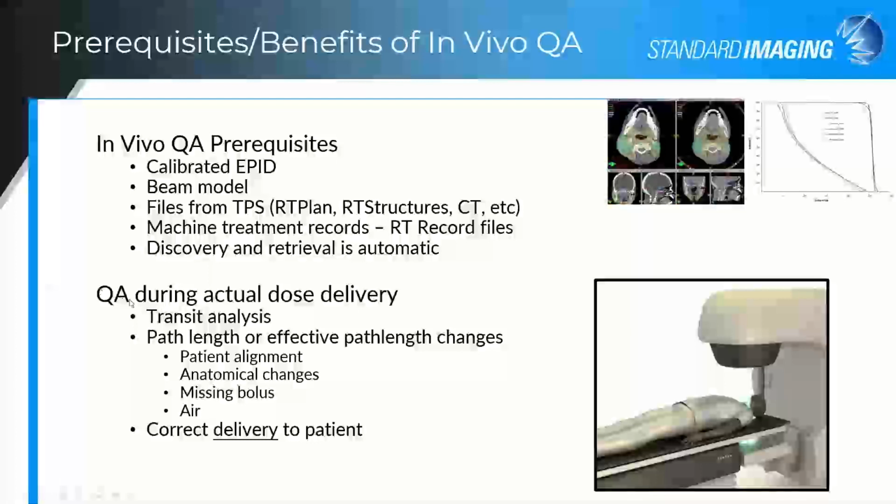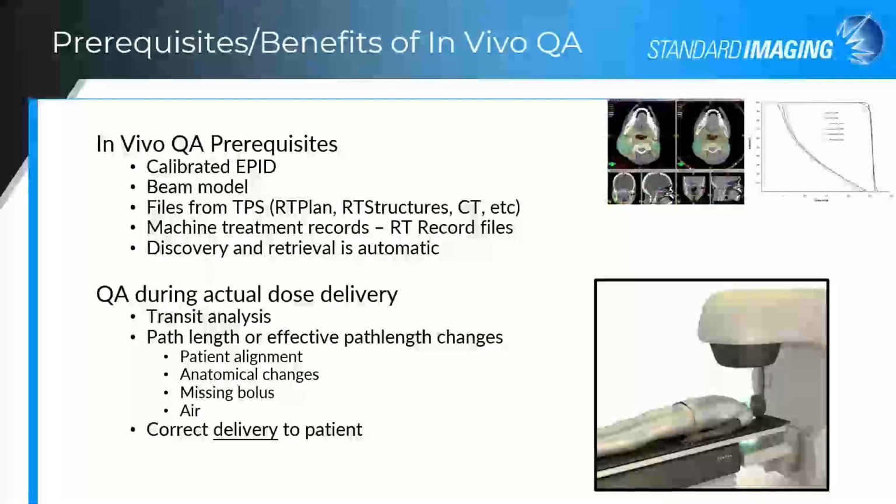So the benefit of this is it's actually a QA during the actual delivery. So this is transit, as I've mentioned before. And what the software is going to do, and we'll talk about this a little more in depth as we go through to understand how this works, is essentially detect any path length, or what I'll say are effective path length changes. And with that, you can detect things like patient alignment mismatch, anatomical changes, or, for instance, if treatment is missing bolus or there's air where there shouldn't be.